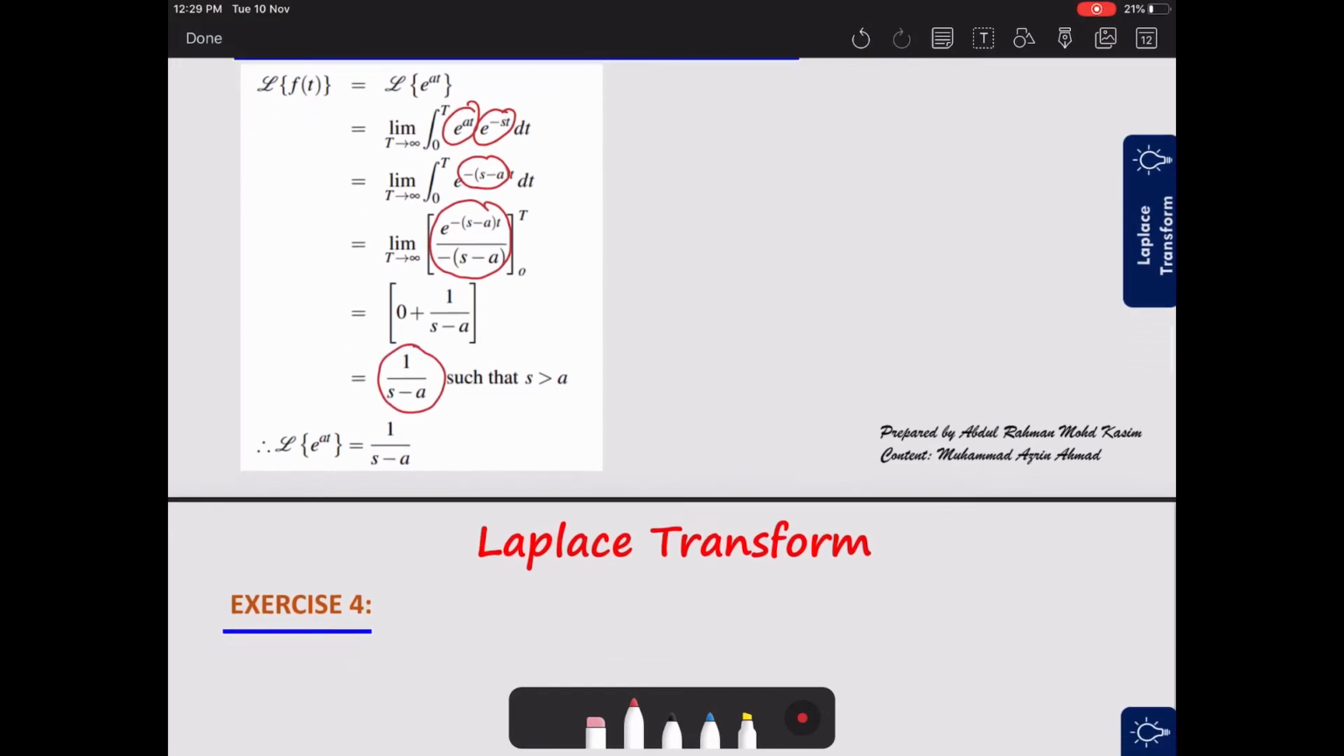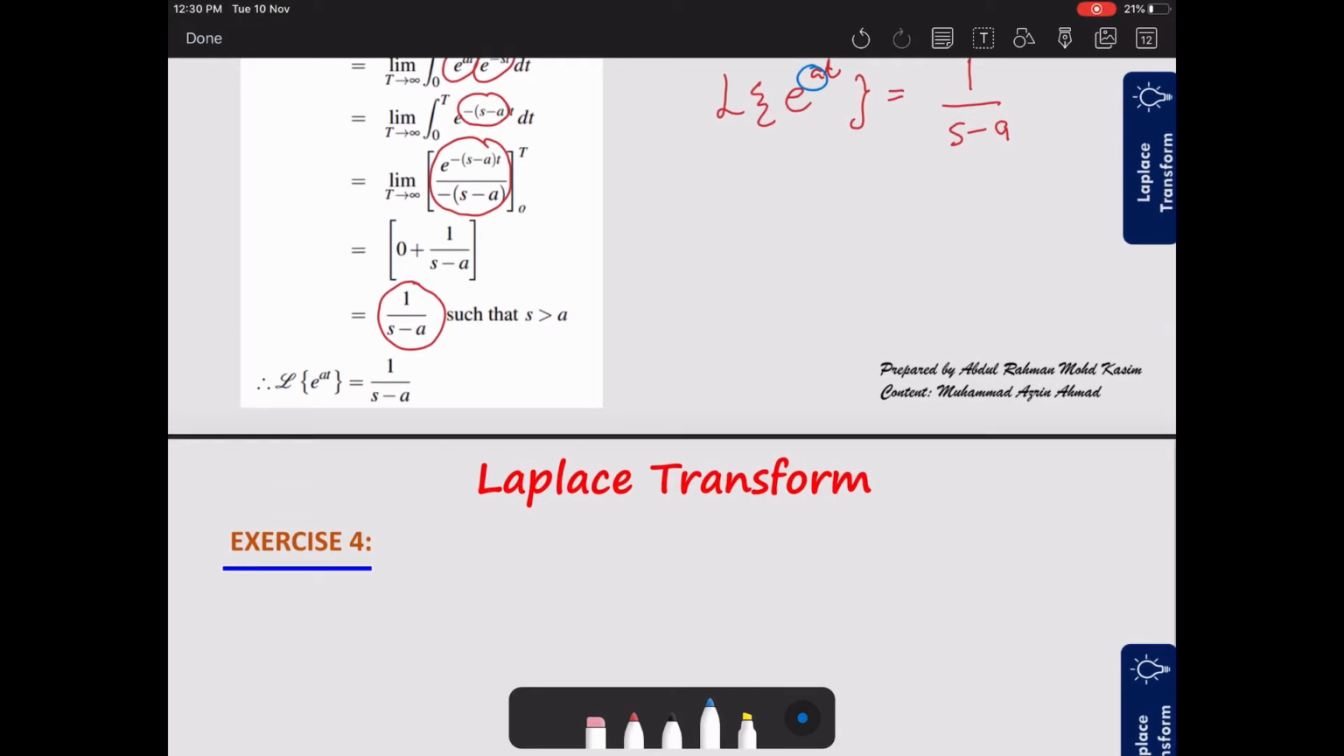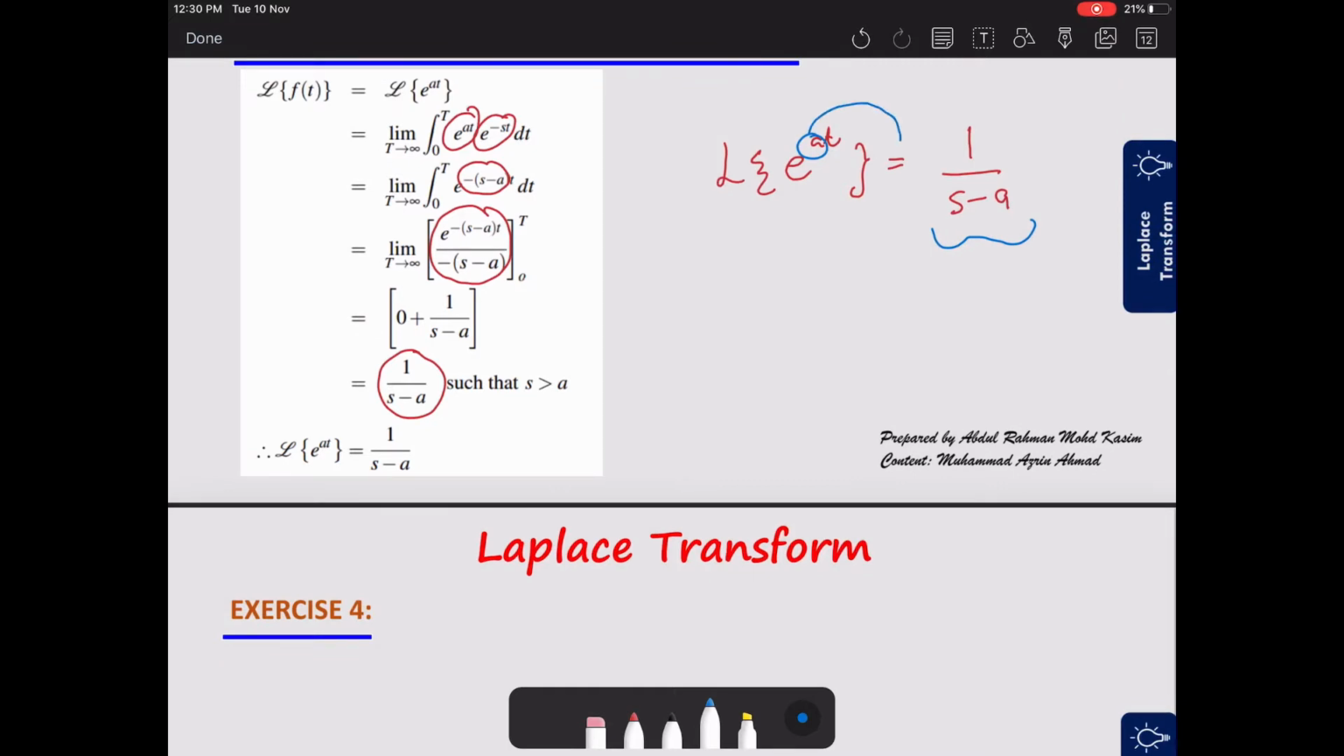Basically, if you have a function represented as an exponential function, the answer of this transformation is 1 over s minus a. The most important part here is you have to recognize your a. Look at here, the tip: if you have positive over here, then it comes out negative over here.